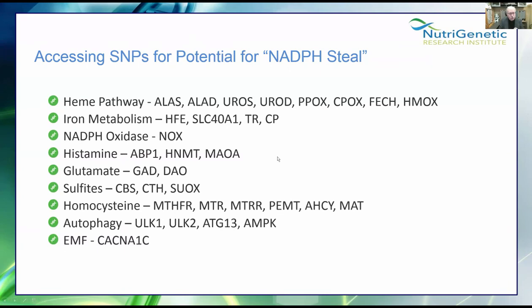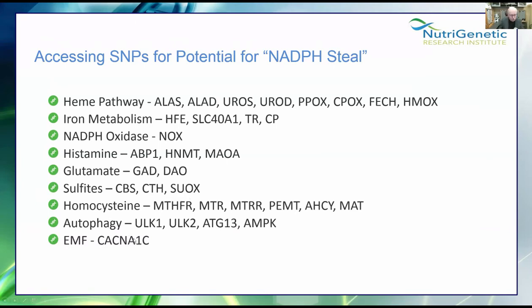So I'm not going to read all these. You can download the slides, and here's all the things that can go wrong in the heme pathway. Here's everything that can happen, and there's more than this. We'll cover this in the next webinar. Here's what can happen with iron, the NOX enzymes, ABP1, HNMT, MAOA, glutamate, GAD or DAO, sulfites, CBS, CTH, SUOX. Here's the whole methylation pathway, the autophagy pathway. When mutations are here, autophagy can be weakened, therefore mTOR can be activated. And EMF, the calcium voltage channels.